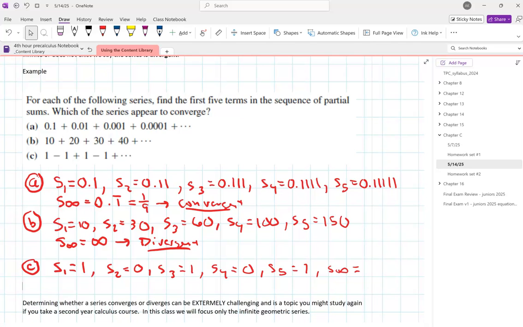Can we tell, when n goes to infinity, what the sequence is going to be? Is it going to be 0 or 1? Can we tell? Nope. So what do we say here?